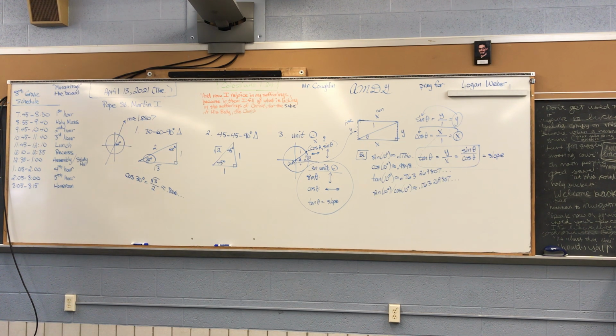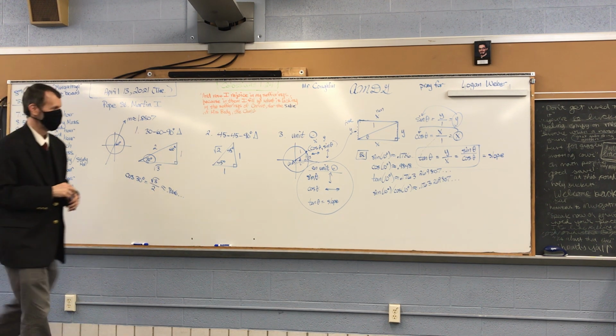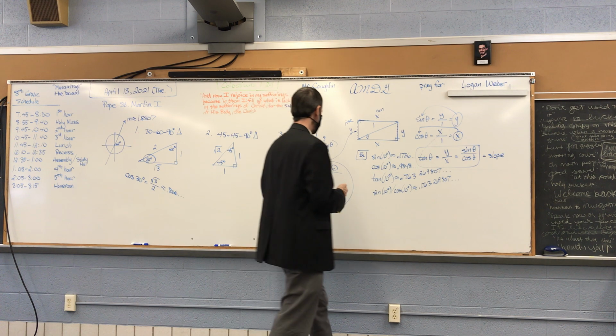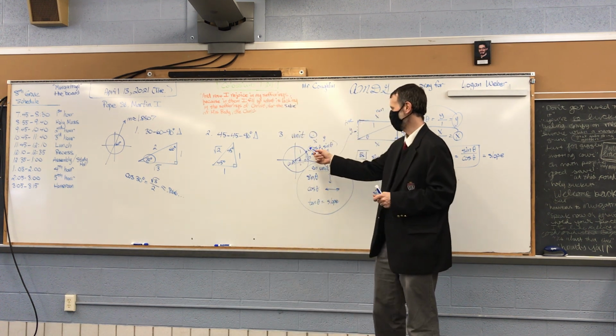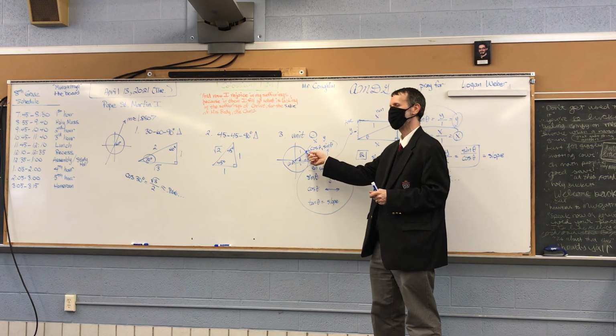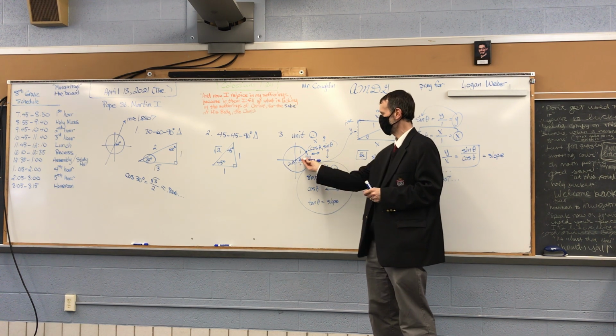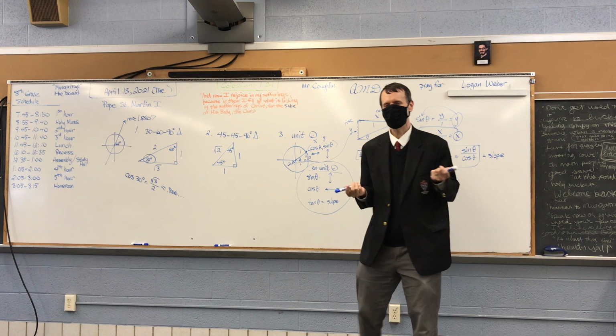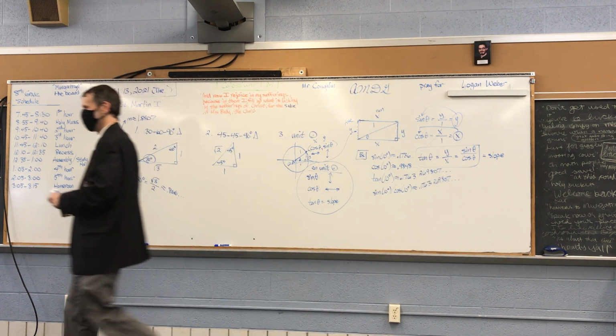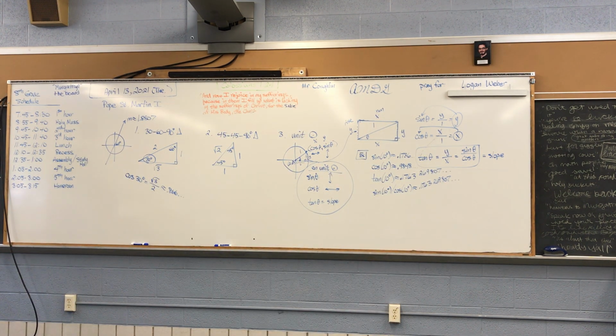Okay? Now, on the unit circle, if you know that the sine of this angle gives you the height of the point, cosine gives you how far over the point is, and tangent gives you the slope, that gives you a lot of power. Let me give you an example.